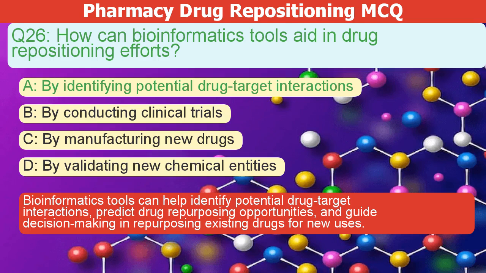The correct answer is A. Bioinformatics tools can help identify potential drug target interactions. They can also predict drug repurposing opportunities. And finally, they guide decision-making in repurposing existing drugs for new uses.